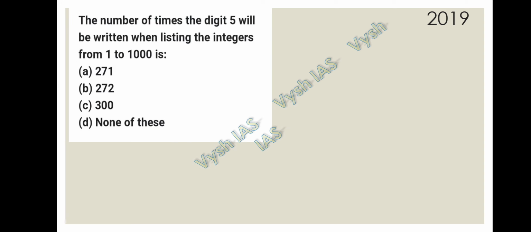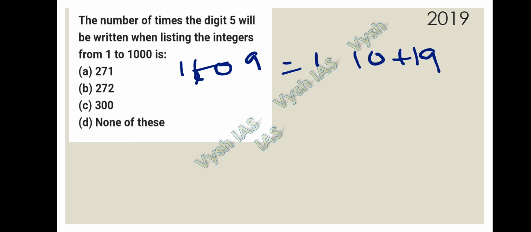Next question. The number of times the digit 5 will be written when listing the integers from 1 to 1000. This is a little trickier question. So let's write the numbers. They're asking how many times the digit 5 will be written while listing the integers from 1 to 1000. For example, if you take 1 to 9, it will appear once.